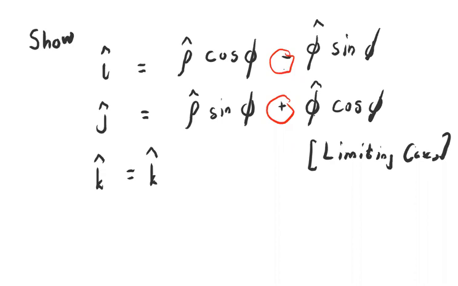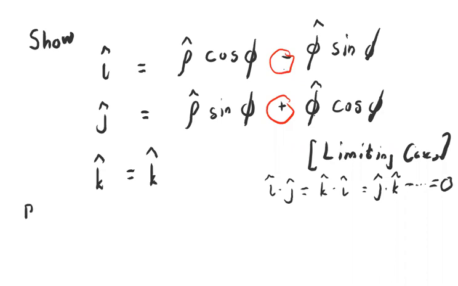Again, you know that i hat dotted into j hat is the same as k hat dotted into i hat, which is the same as j hat dotted into k hat, and so on, when all these are 0, because unit vectors i hat, j hat are orthogonal to each other. You should prove that explicitly for this case of the unit vectors for cylindrical polar coordinates.